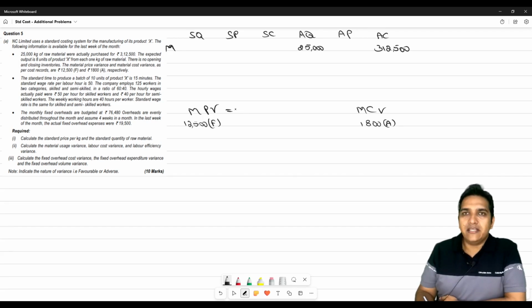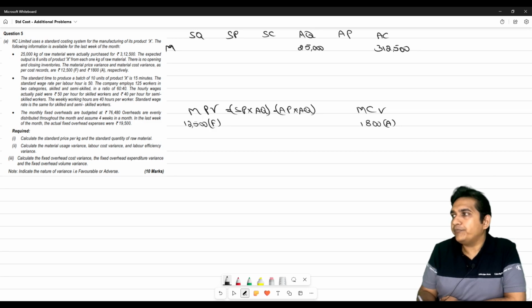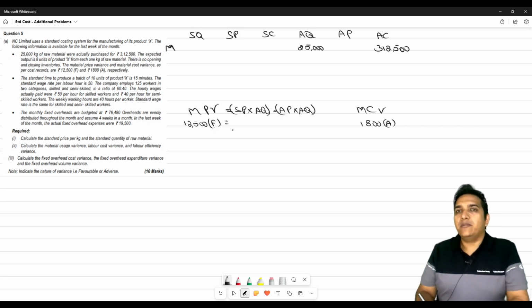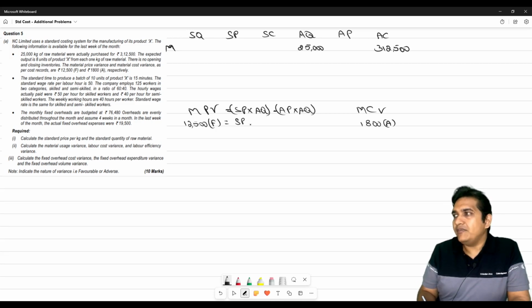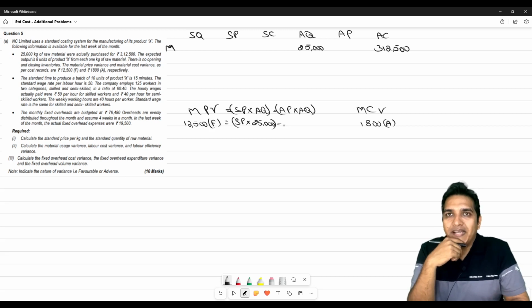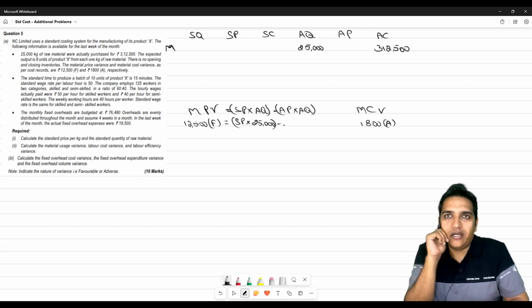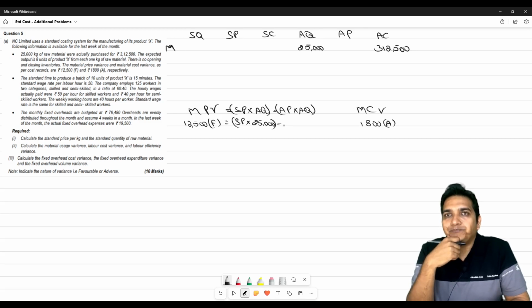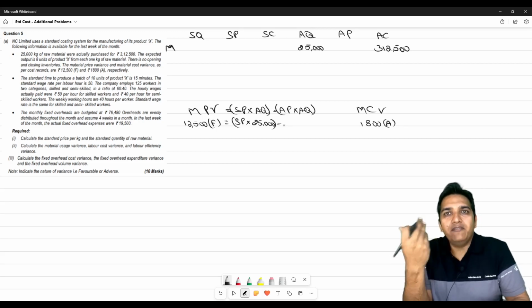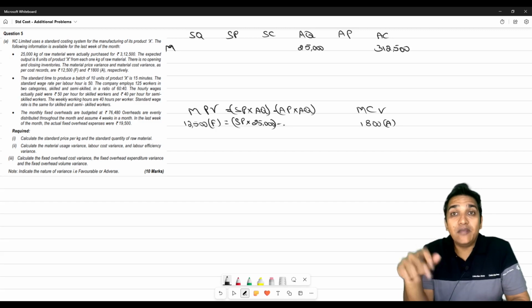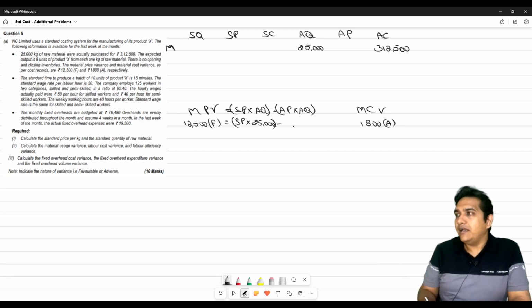So material price variance, what is the formula for material price variance? Standard price into actual quantity minus actual price into actual quantity, right? What is standard price? We do not have it, so we will keep it as it is. We have the actual quantity, yes, it is 25,000 minus, do we have the actual price? We do not have the actual price. We have the actual quantity though, but we have got the actual cost. If we take actual price and multiply it with our actual quantity, we get our actual cost. Since we already have the actual cost, we can take that figure directly here.